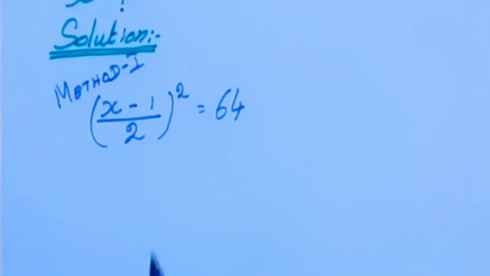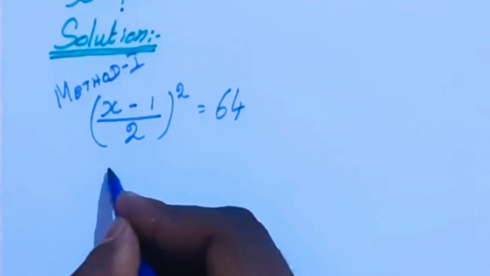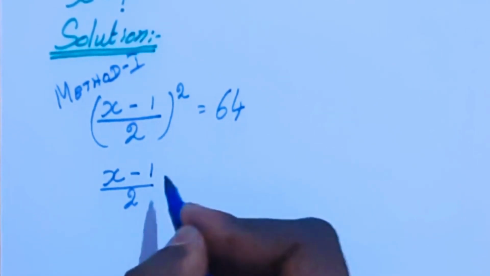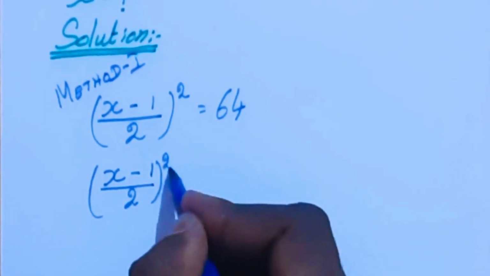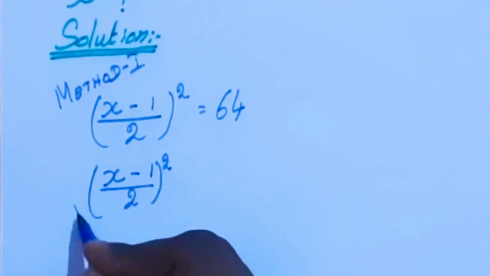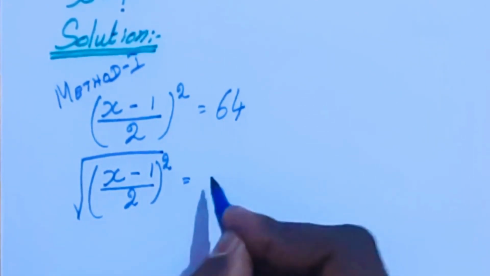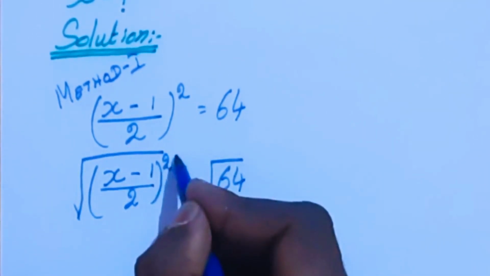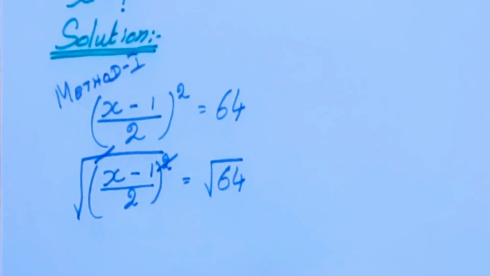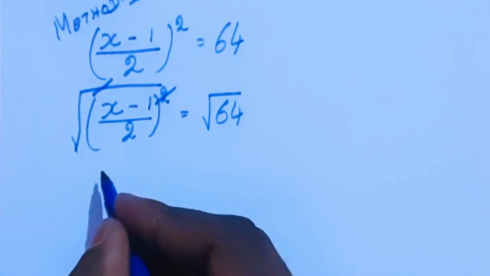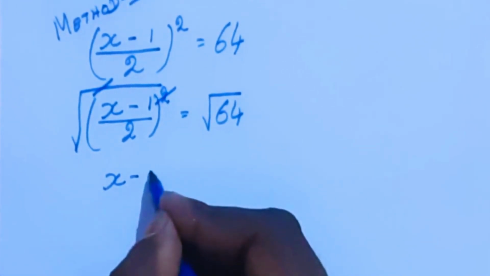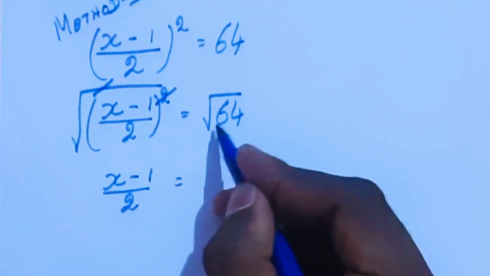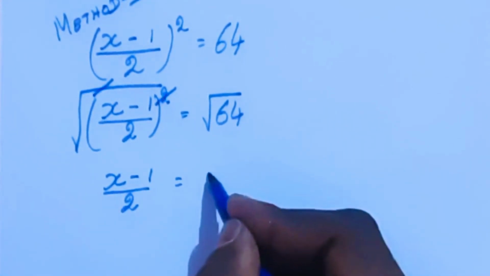Now we are going to take a square root on both sides. So the square root of ((x − 1)/2)² equals the square root of 64. Now the square and square root will cancel each other. Now we have (x − 1)/2 equal to the square root of 64, which is 8.